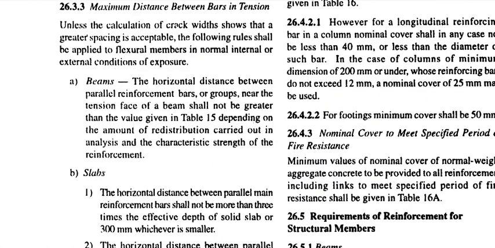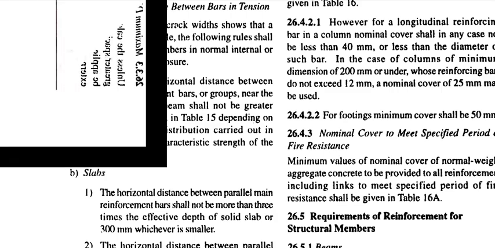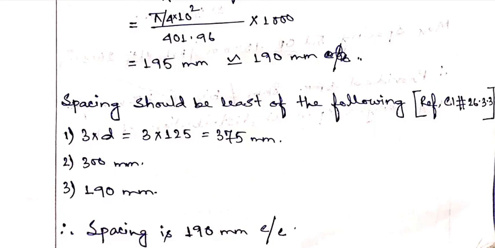Look, clause number 26.3.3 B, slabs. The horizontal distance between parallel main reinforcement bars shall not be more than 3 times the effective depth of a solid slab or 300 mm, whichever is smaller, and whatever we have calculated there. From these 3 values, we have already taken the least amount. So let's go to notes. As per the clause, we have done it as you saw in IS 456.